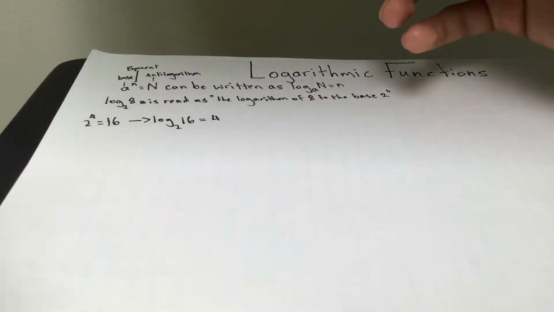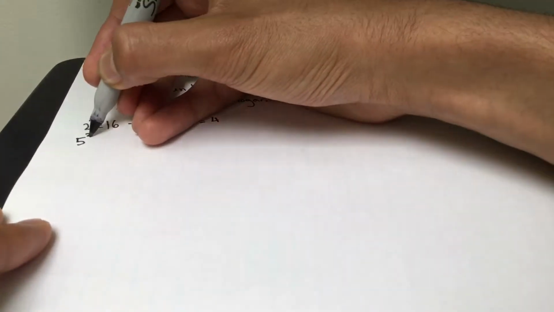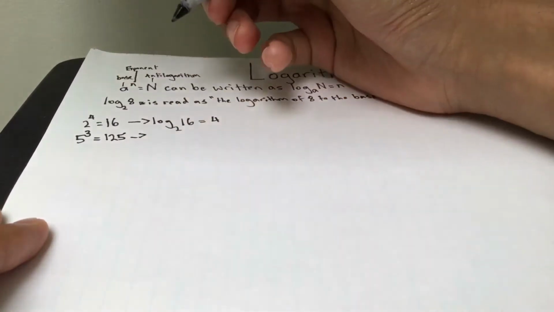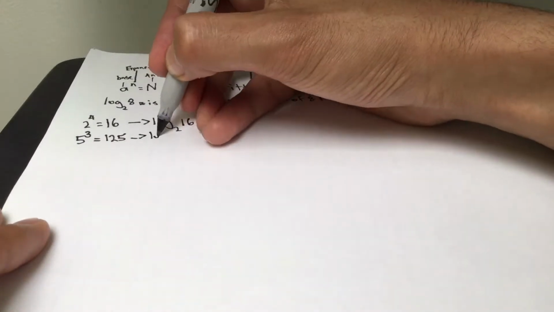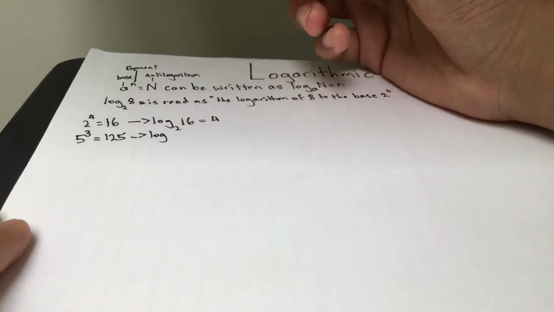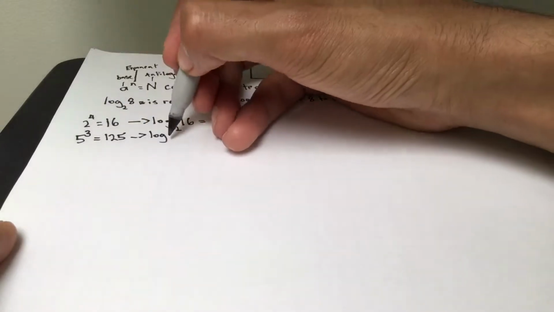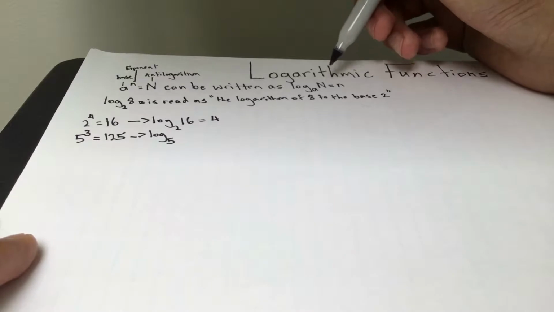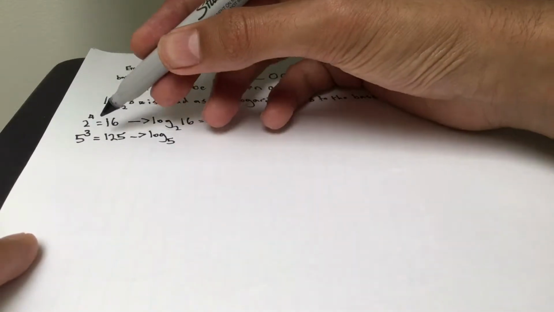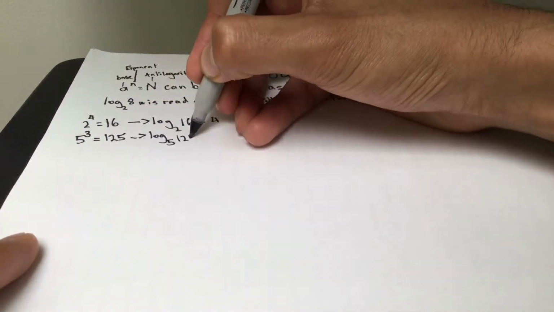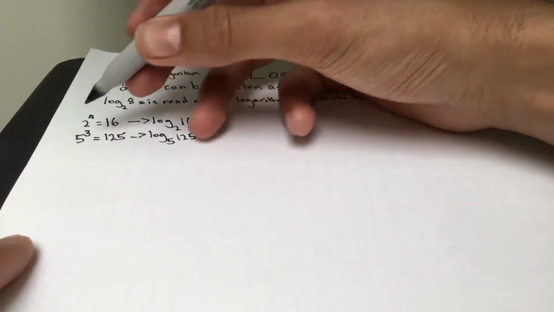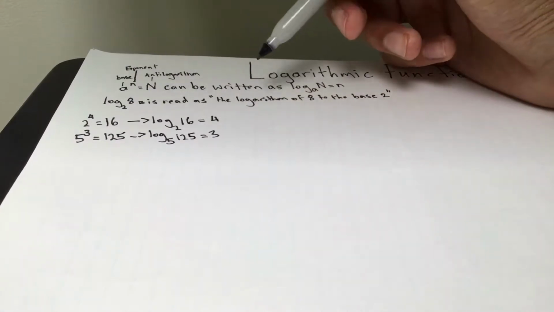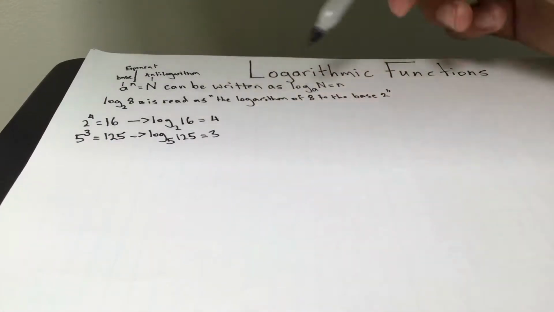Okay, so now let's do 5 to the power of 3 is equal to 125. First of all, we take out log, and then second, we take out our base, which is 5, and the next step is to take out our anti-logarithm, which in this case is 125, and what it's equal to is our exponent, which is 3. So it's read as the logarithm of 125 to the base 5.